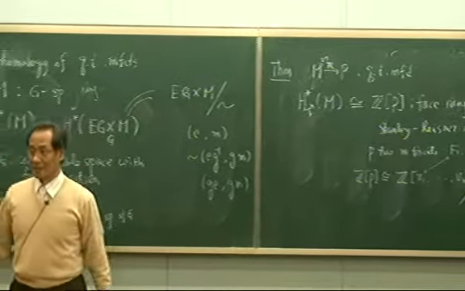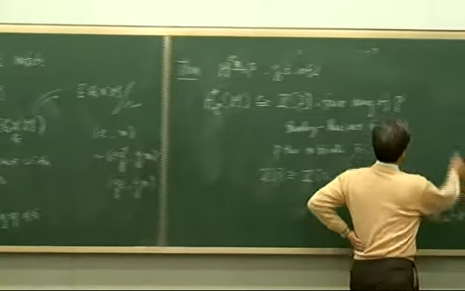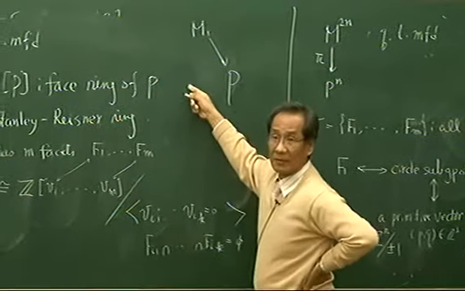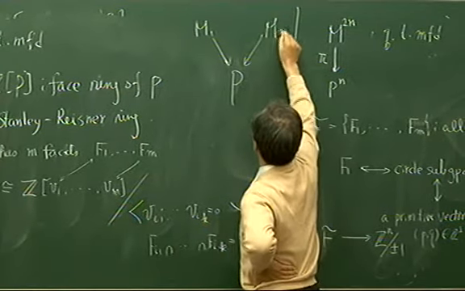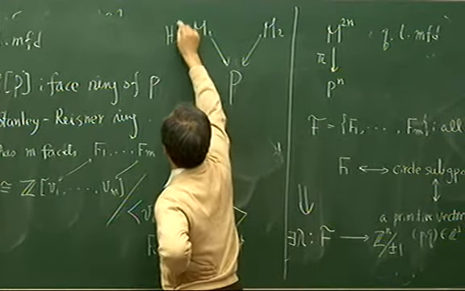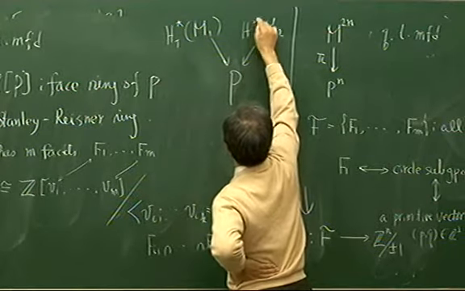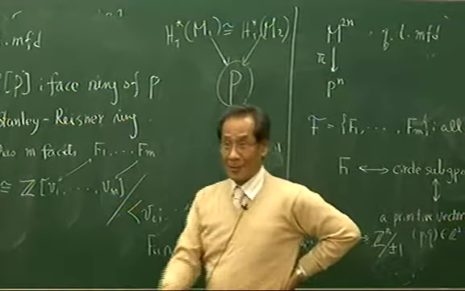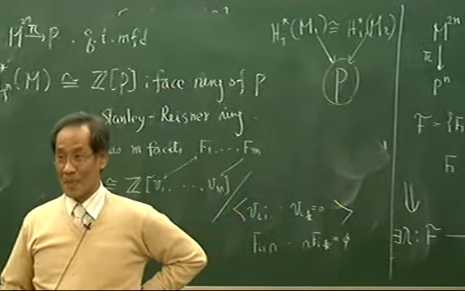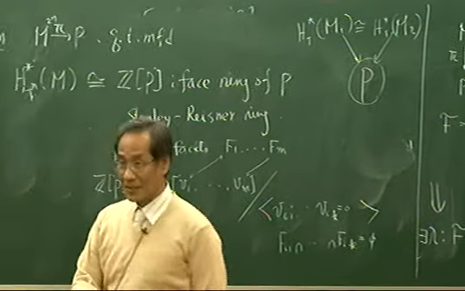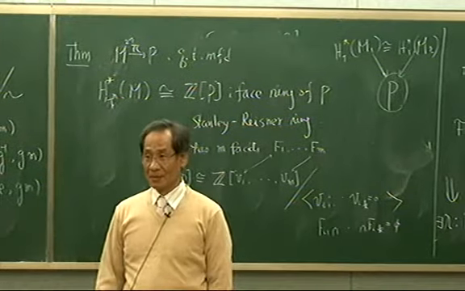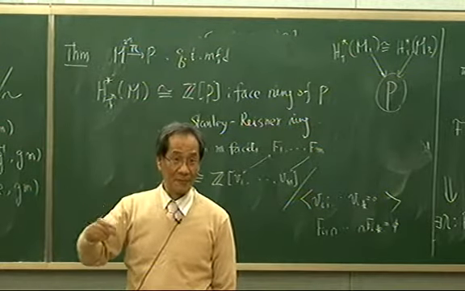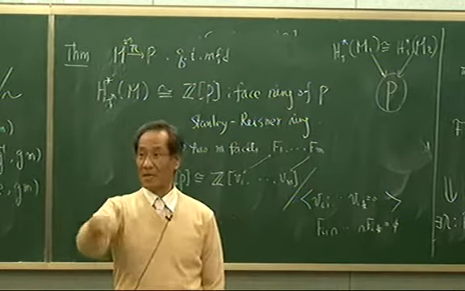But what does this say? This says, suppose we have a polytope P. We have one quasi-toric manifold, and we have another quasi-toric manifold, and then the equivariant cohomology of this one and this one are isomorphic because their base, the orbit space, is the same. So this does not tell you much about the manifold itself. It only tells you about the face ring of the base space.